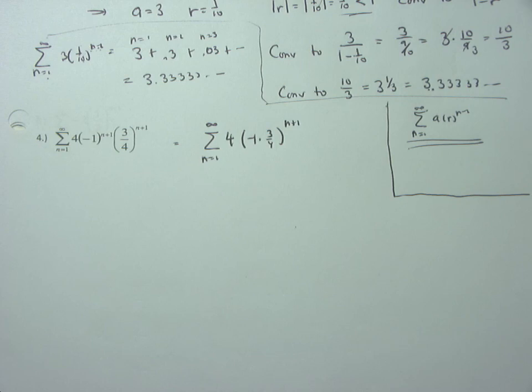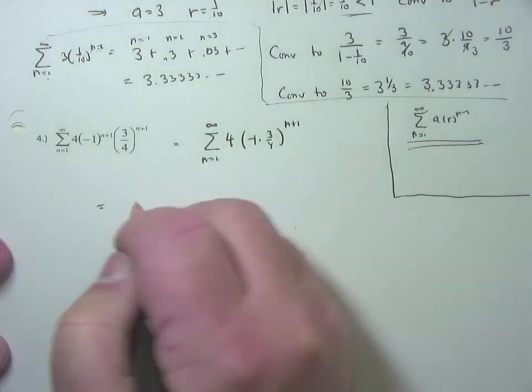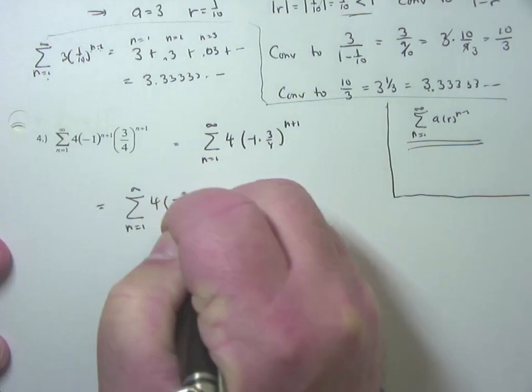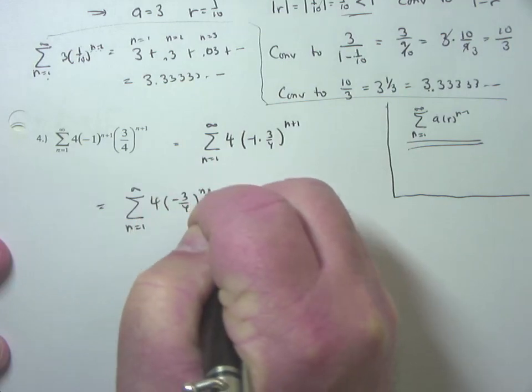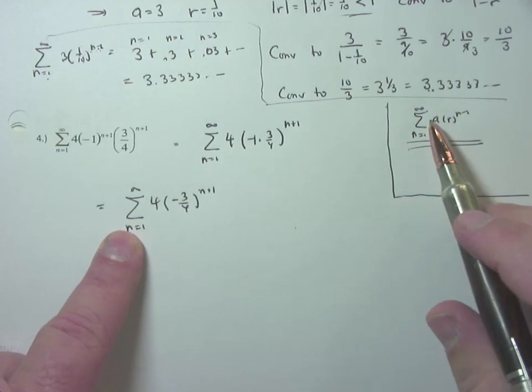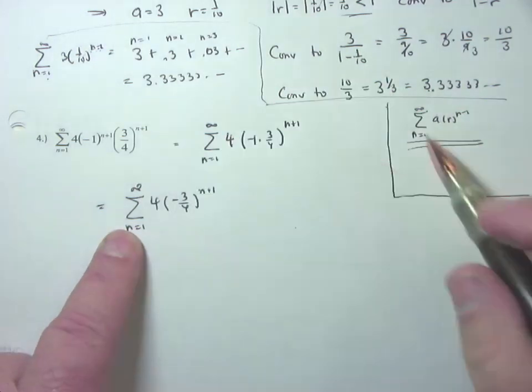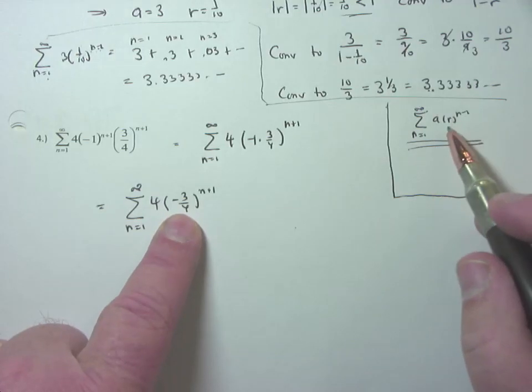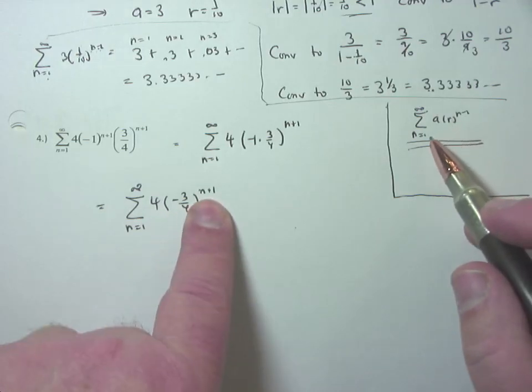So this is equal to, combining my terms, the sum as n goes from 1 to infinity of 4 times (-3/4) to the n plus 1. Well, I got my sum working out. Sum as n goes from 1 to infinity, so we're good to go there. I got 4, good, got a constant there. My r is -3/4, but it's raised to the n plus 1.